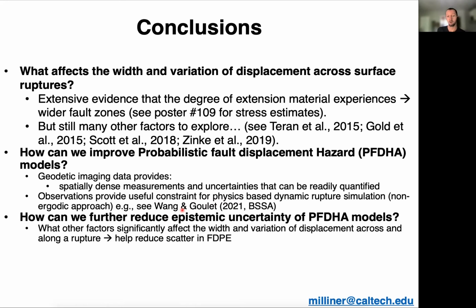So how can we further reduce the epistemic uncertainty in PFDHA models? One way is to better understand what factors control the width and variation of displacement along a cross rupture, because this can help reduce the scatter in these fault displacement prediction equations.